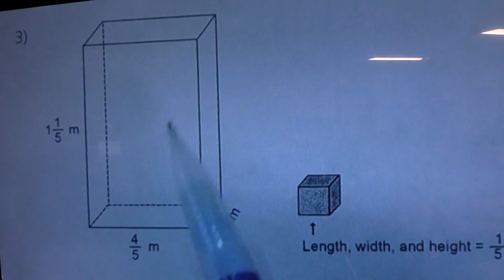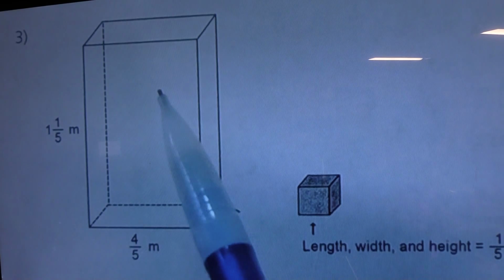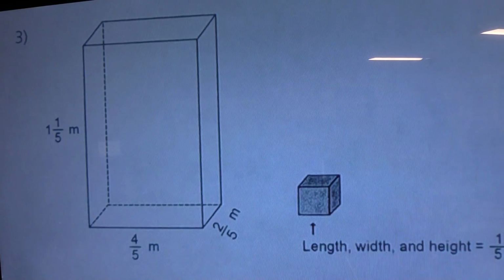I just divide the volume of this prism by the volume of this cube, and it told me exactly how many of the little cubes would fit inside.